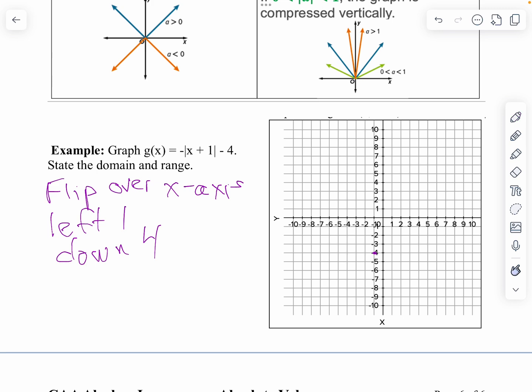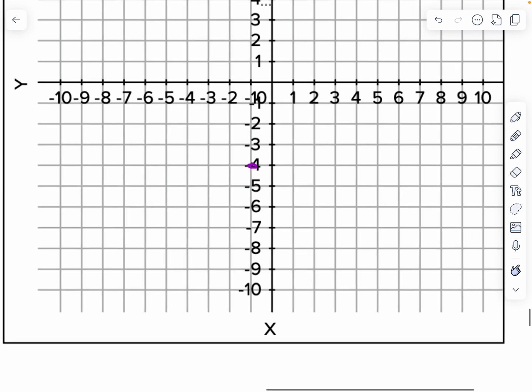Then I'm going to go down 1. When I go over 1, I'll go down 1. Didn't show up there. Okay. I go over 1, I go down 1. Doesn't matter if I go to the left 1 or to the right 1. If I go over 2, I go down 2. If I go over 3, I go down 3. You see what's going on here?